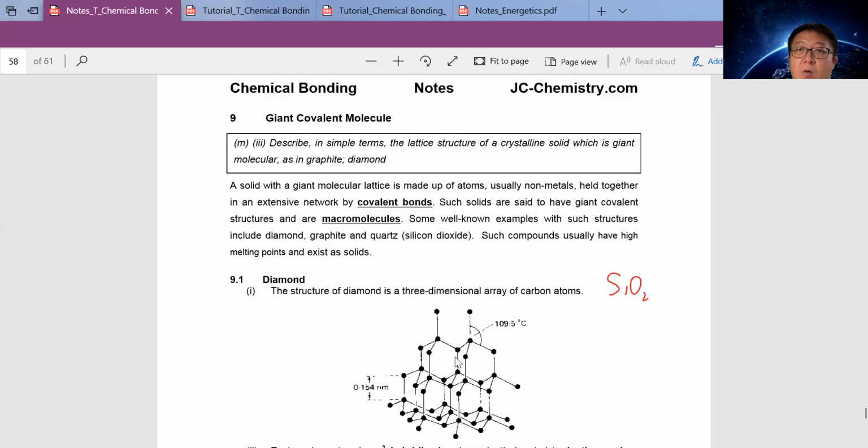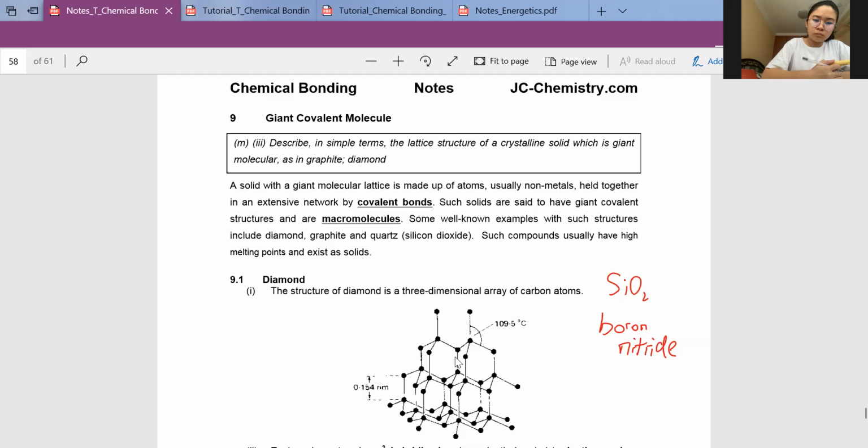Of course, at A level they can give you other examples like boron nitride. Boron nitride is another one, so I just write down here; you all can jot down. It's a very famous one. Your teacher will always use it as an example inside your exams or tests. Compounds with boron are very similar to diamond. So these are very strong.